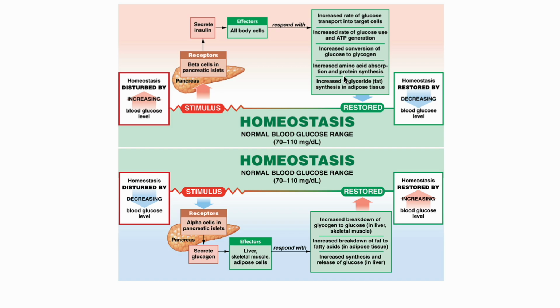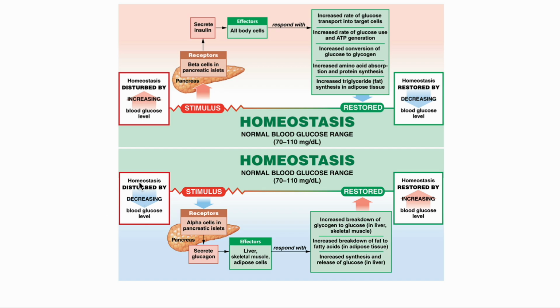You'll also see that we're going to increase amino acid absorption and protein synthesis, and also increase our triglyceride synthesis in adipose tissue. So remember, all of these things are going to use up glucose as well. And if you use it up, then that's going to decrease blood sugar levels, bringing us back to homeostasis.